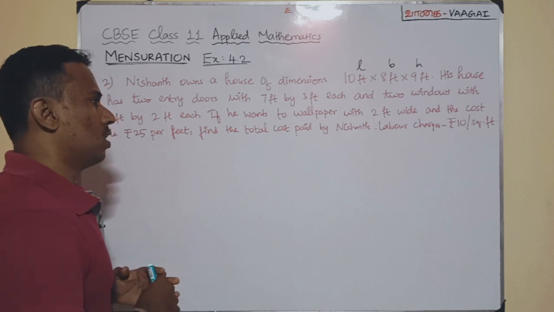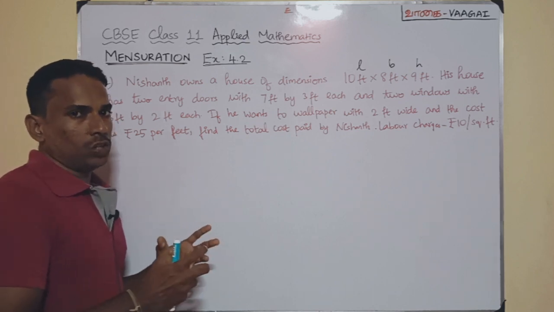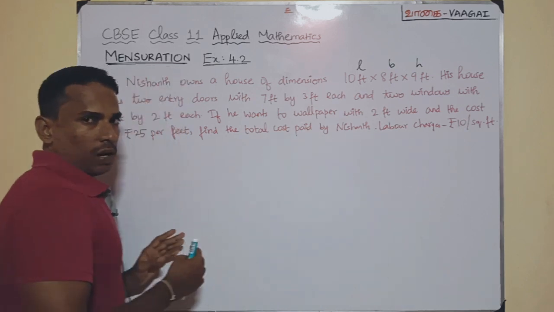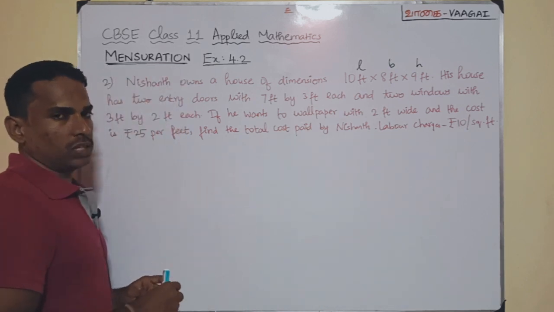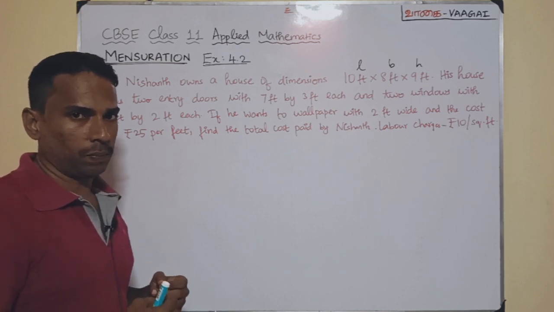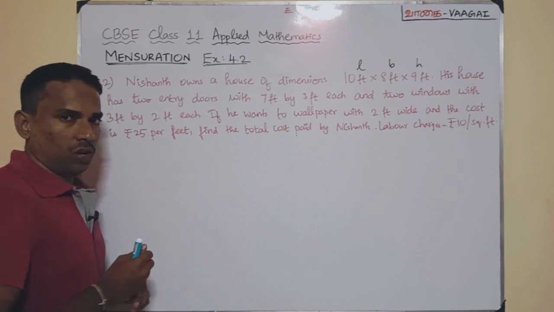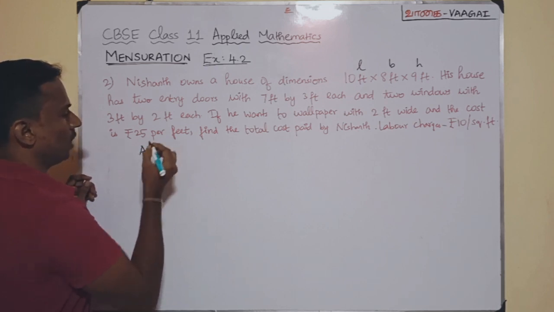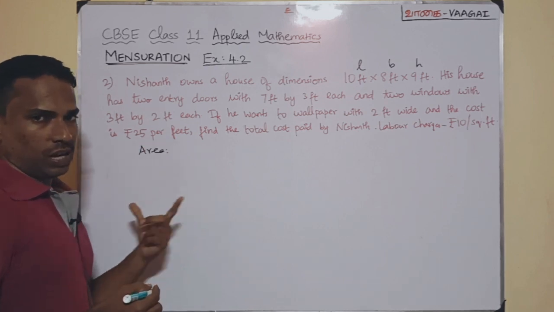So let's first of all plan this problem. We'll work this problem in two parts. The first part is to find the area first, how much area he needs to do the wallpaper work. So we will first of all find that. Let's try to find the area first. Let me use this space to work out the area.